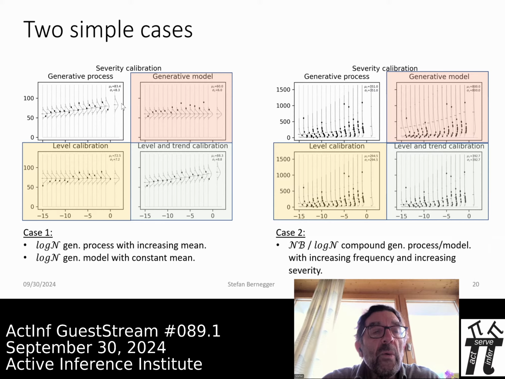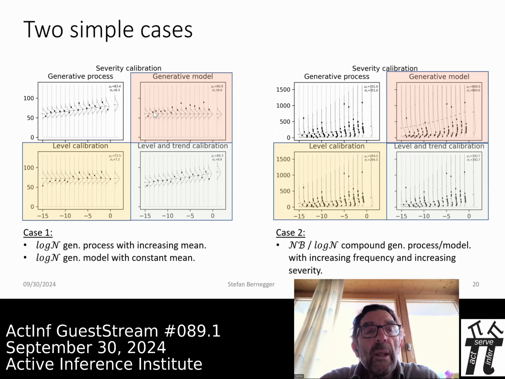And what we also have here is the projection to the future. So assuming this trend continues, this is the true distribution in the future for the generative process, which is simulated.